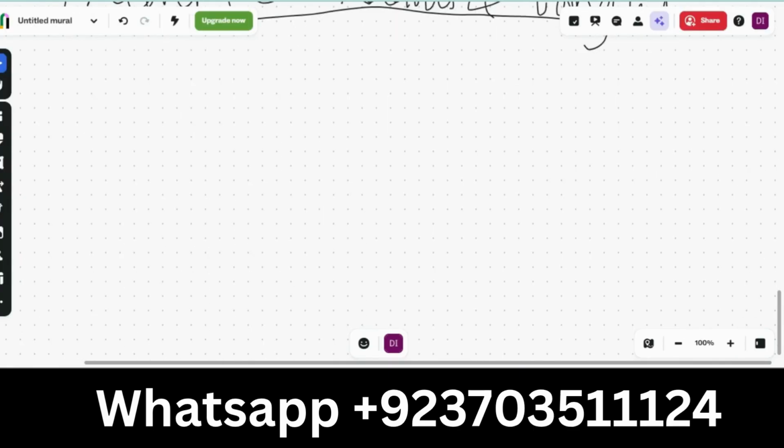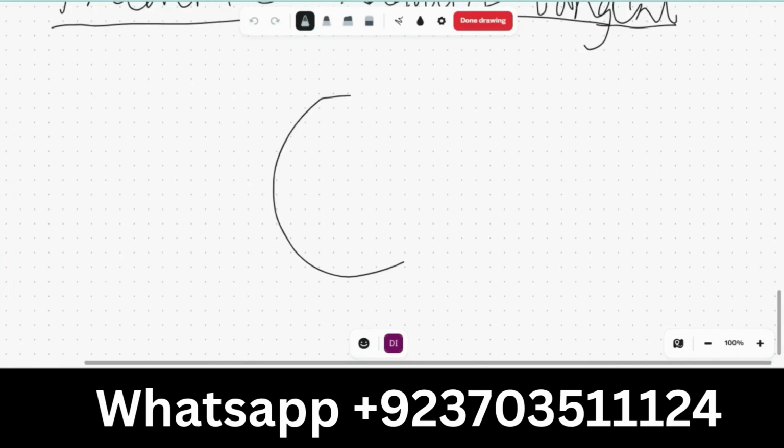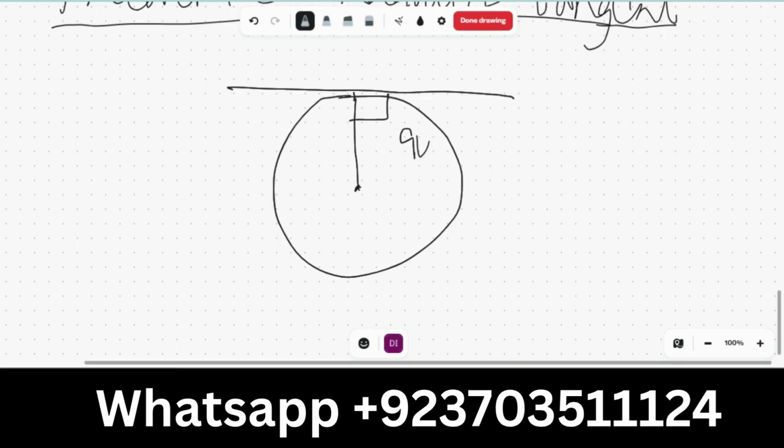For this, there is a relation that is always there: the angle between a tangent and the radius is always 90 degrees. Okay, so if you make a tangent anywhere on the circle, the angle with the radius will always be 90 degrees.